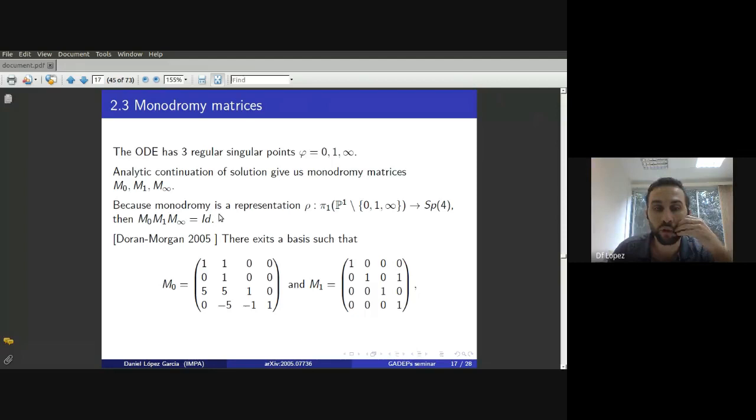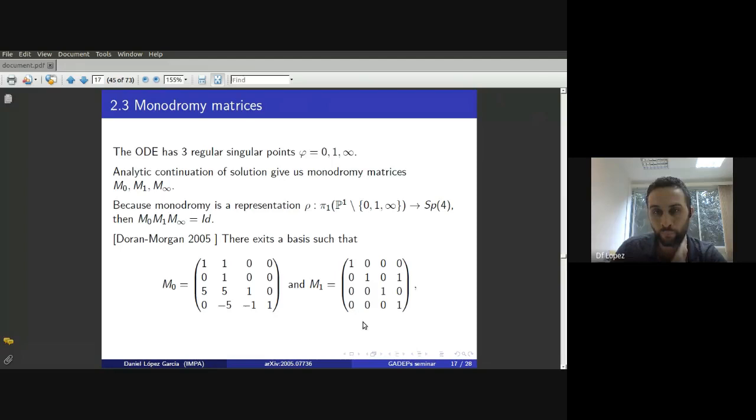There is a result by Doran and Morgan in 2005 that there exists a basis such that the monodromy matrices M0 and M1 can be written explicitly like this. M0 is this matrix here, and M1 is this matrix here.